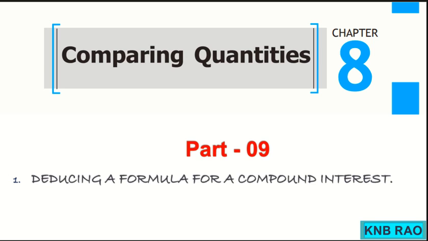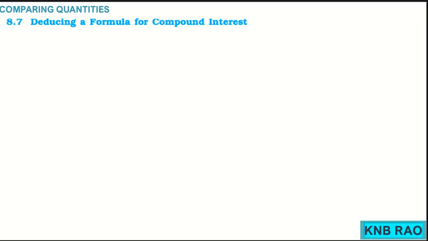Students, this is part 9 of the chapter comparing quantities. In this we will revise deduction of the formula for compound interest. Now, what is deducing? Deducing is nothing but deriving a formula for compound interest. Here I will derive it using one example.